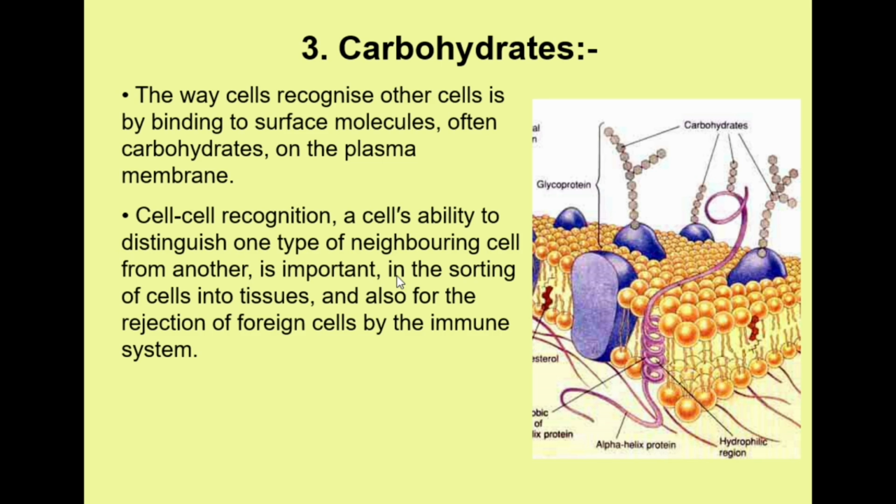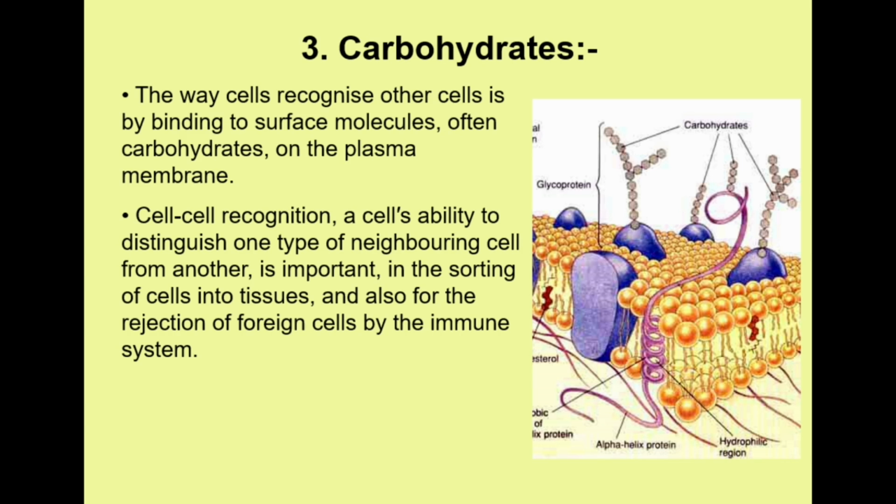And this not only enables the cell to detect certain molecules and certain compounds, but it also enables cells to recognize other cells around them. So a cell's ability to distinguish one type of neighboring cell from another is important. That helps cells to sort themselves into tissues, but it also enables cells to reject foreign cells. So we could be looking at things like viruses or bacteria, so pathogens. It will enable the cell to identify those and reject them so they don't let them into the cell.